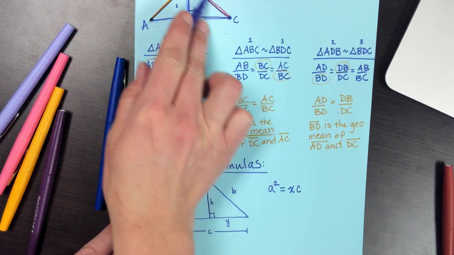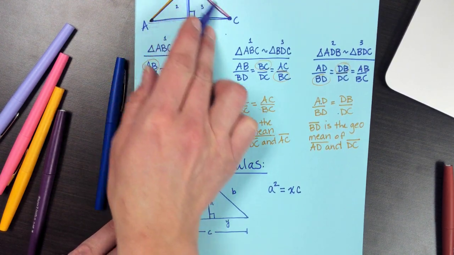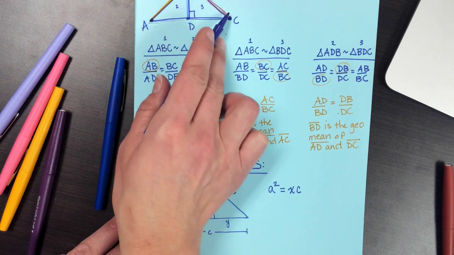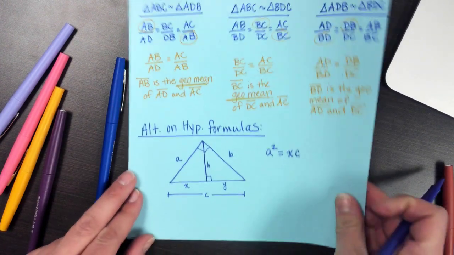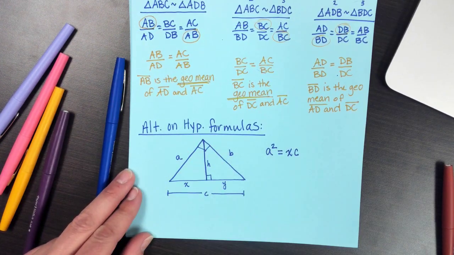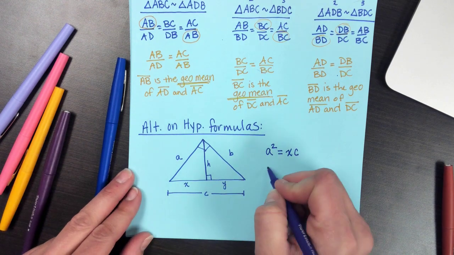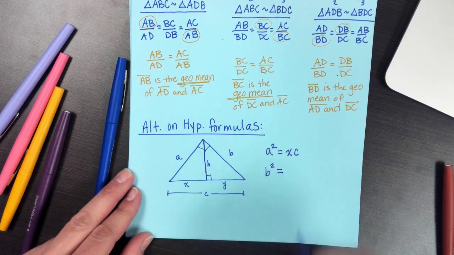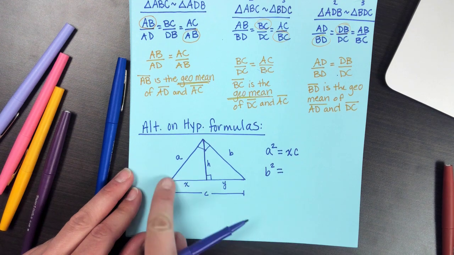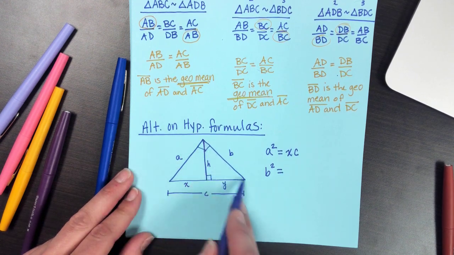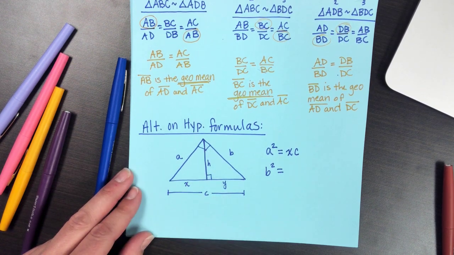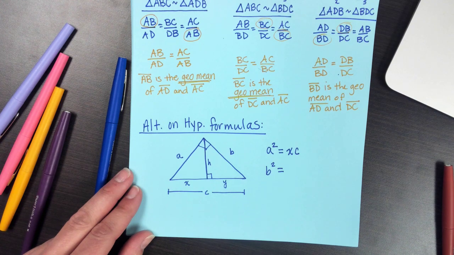Up here we said the same pattern happened on the other side of the triangle. We took BC and multiplied it by BC and got BC squared. What letter does that correspond with down here? B. So we're going to take B and we're going to square it. If the same pattern is supposed to occur off of this leg, what do we think it's going to be equal to? YC.